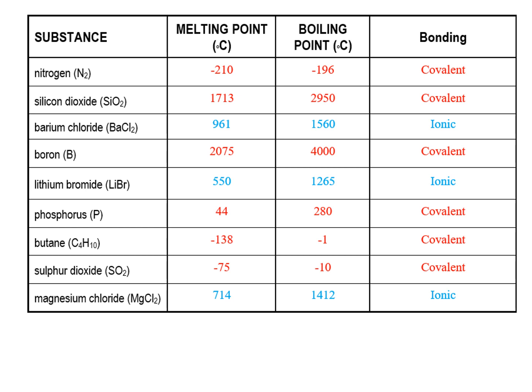So if you want to pause this and just check and see how you've got on, please. If it's a non-metal, it's going to be covalently bonded together. If it's metals and non-metals, it's going to be ionically bonded together. And hopefully you found all of those melting and boiling points in your data book.